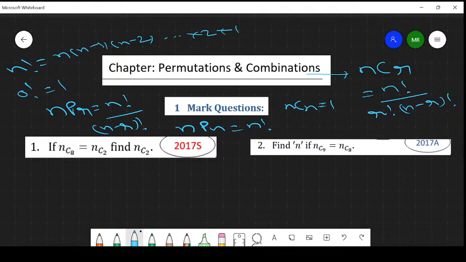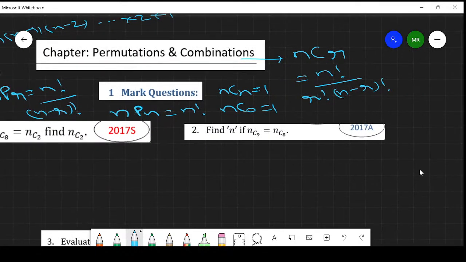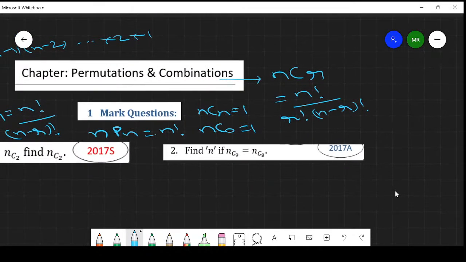nCn: out of n things you are taking all n things at a time, you are selecting all things at a time. nCn is 1 only, because they have given n different things and you are taking all of them in the selection. So nCn gives 1. Even nC0 also gives 1. Now before doing the problems, I am telling this concept. Even you can remember nC1.